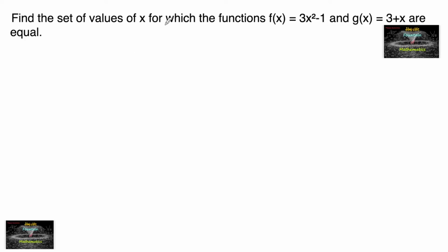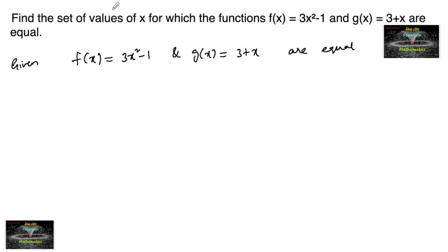Find the set of values of x for which the functions f of x equal to 3x square minus 1 and g of x equal to 3 plus x are equal. So two functions are equal, it's given, and then we need to find the possible values of x. So f of x is equal to g of x.